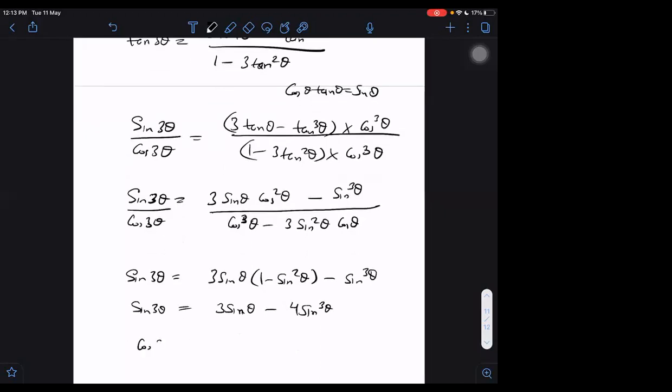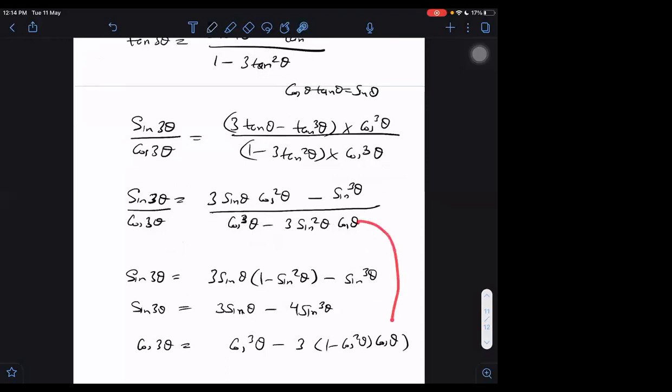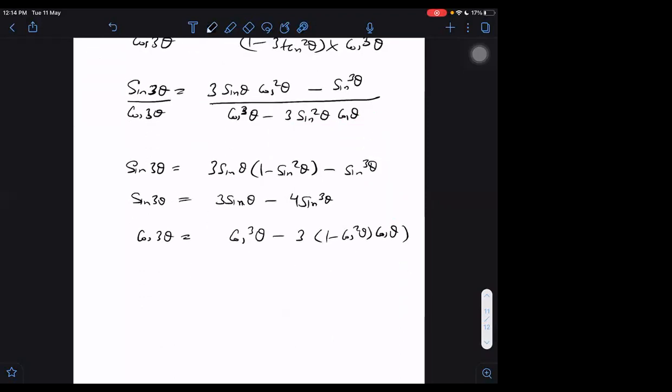What is the right answer now for cos 3 theta? 4 cos cube theta minus 3 cos theta. I am following this here. Sin square theta I am writing as 1 minus cos square theta. Then we get 4 cos cube theta minus 3 cos theta.